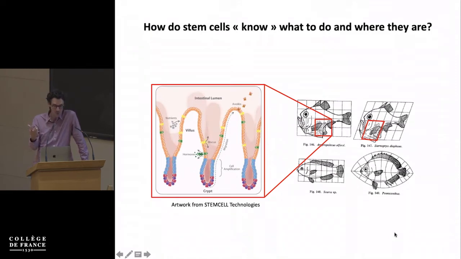In particular, most tissues are partitioned into compartments of different fates. So this is an example of the intestinal crypt, where you see some stem cells at the bottom and differentiated cells at the top. And one of the things you want to ask with this kind of picture is the reverse feedback: how do stem cells know where to be and what they should do? Based on which cues can they adapt their fate choices to give rise to these complex organisms?